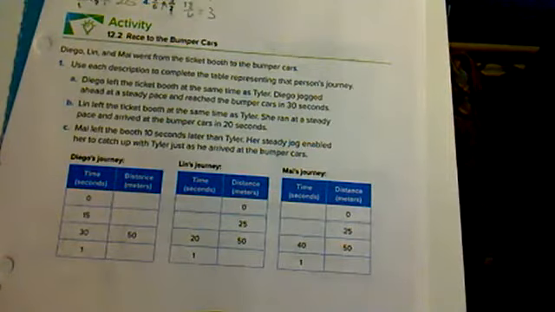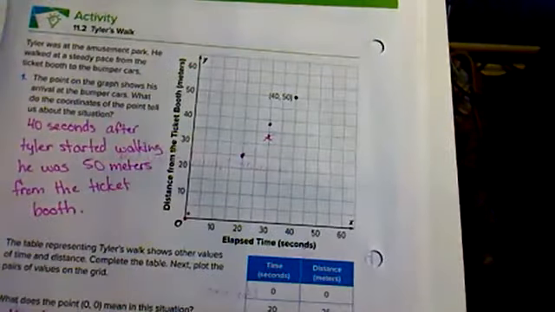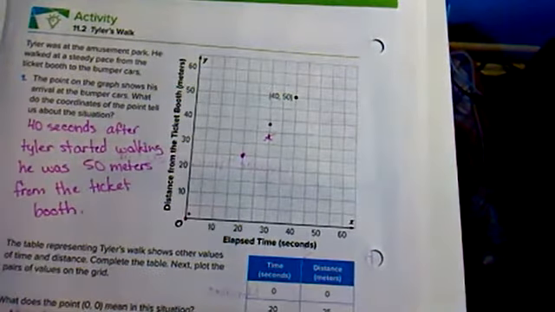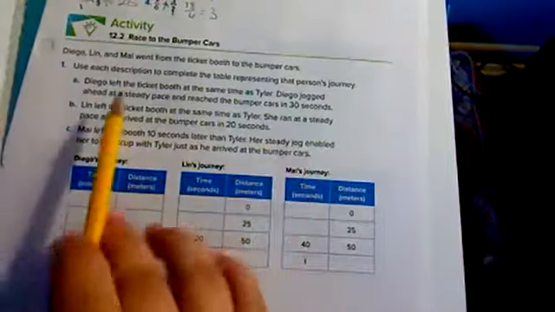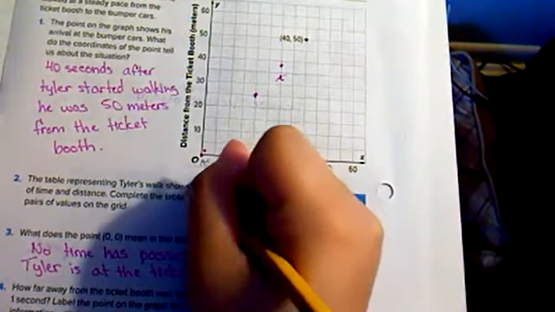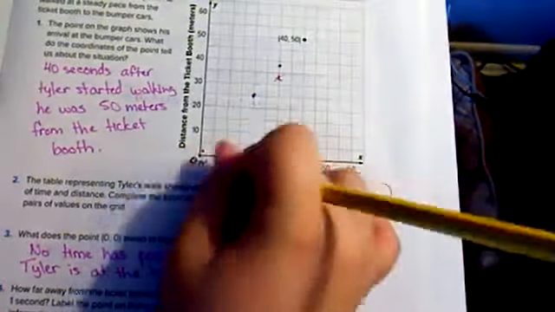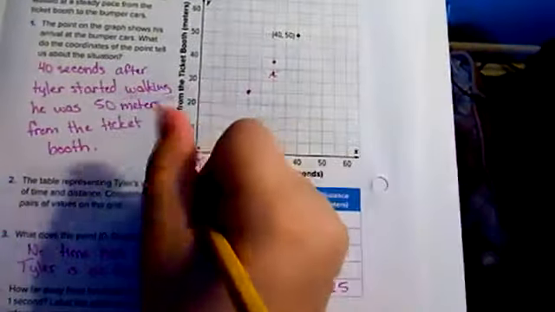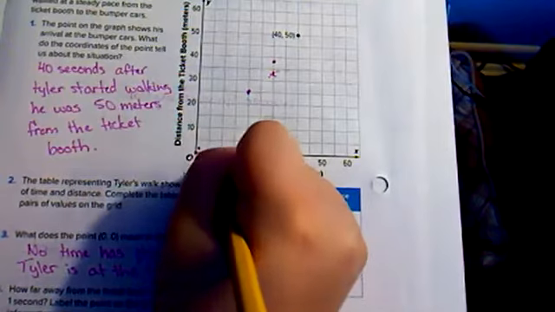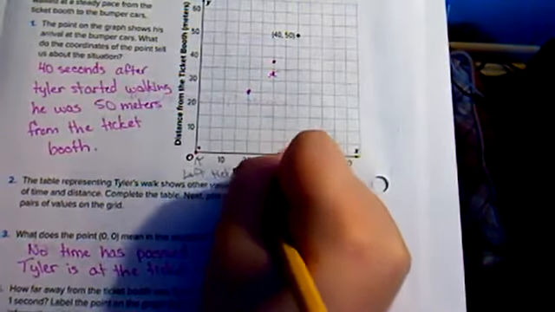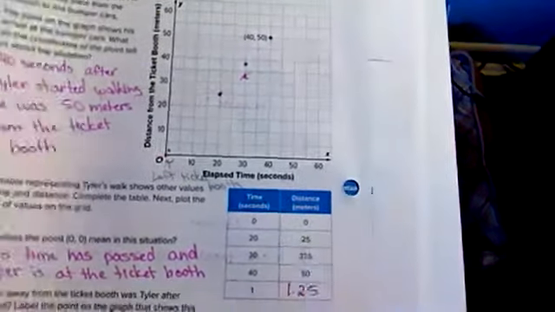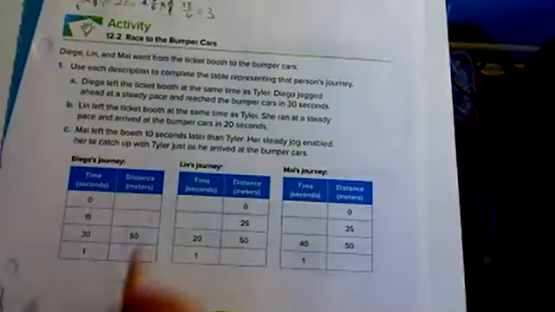So we're going to look back at lesson 11 on page 150. And here we have Tyler's walk. So in order to figure out Diego's time, we've got to look at Tyler's time. So it says Diego left the ticket booth at the same time as Tyler. So if this is when Tyler left, we know this is also when Diego's going to leave. So we can go ahead and put that same point of 0, 0 on Diego's.